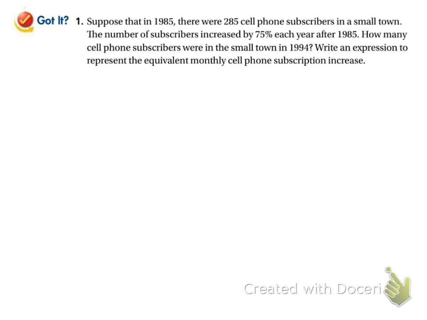So, suppose that in 1985 there were 285 cell phone subscribers in a small town. The number of subscribers increased by 75% each year after 1985. How many cell phone subscribers were in the small town in 1994? So, y equals a times b to the x. Remember, a is how much we're starting with. So, in 1985, there were 285 cell phone subscribers. So, we started with 285. And now we need to figure out what b is.